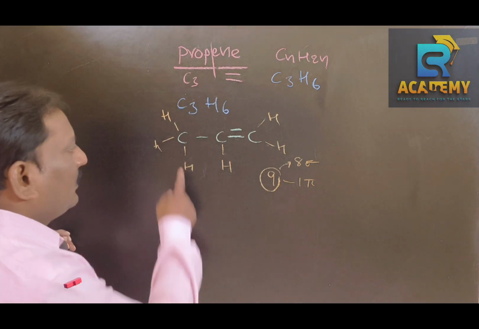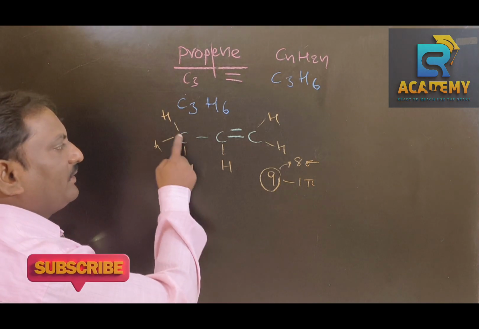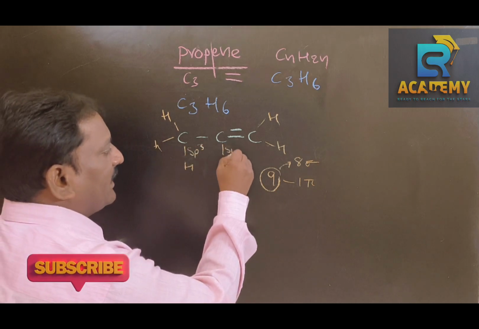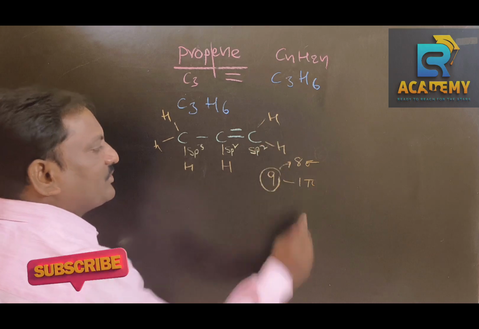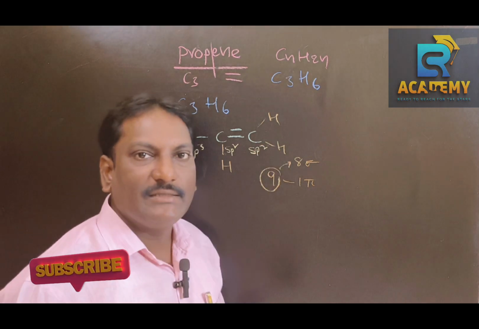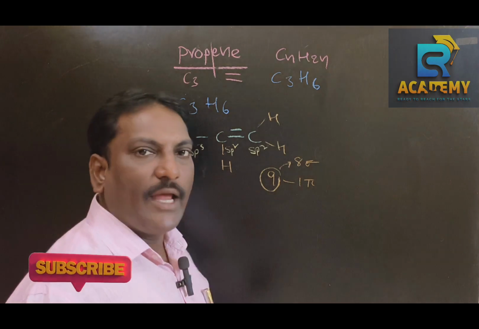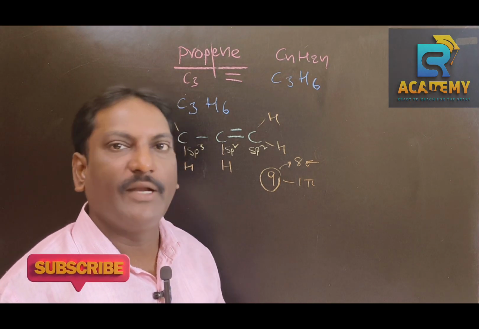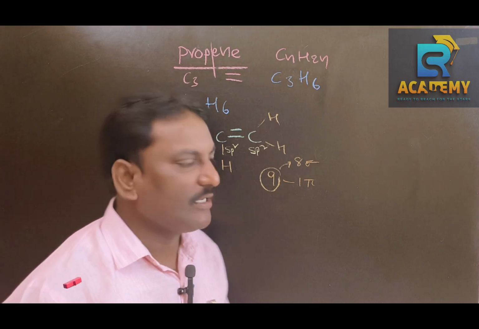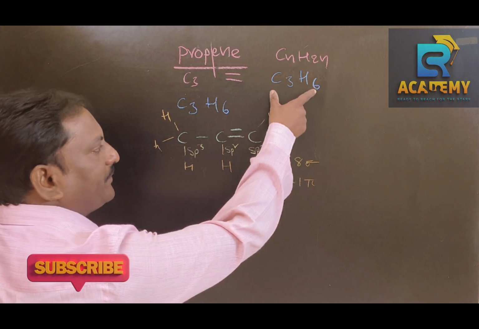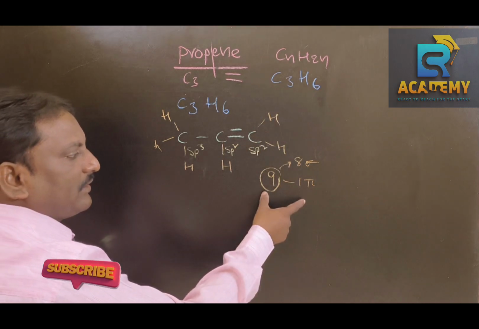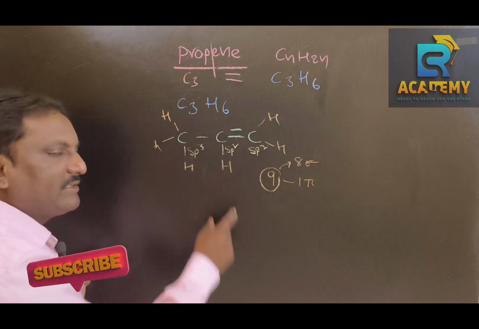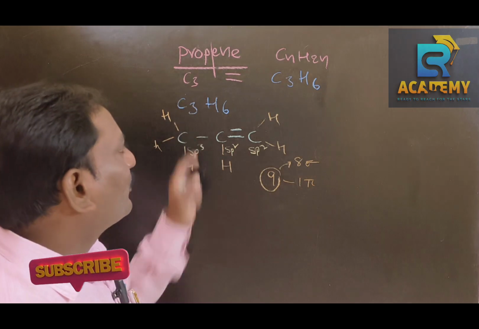hybridization of carbon atoms. This carbon has given only single bonds with its neighbors, so it is an sp3 carbon. This is an sp2 carbon. This is an sp2 carbon. Alkenes have two types of carbon atoms: sp3 hybridized carbon atoms and sp2 hybridized carbon atoms. So we made the chemical formula, detailed structure, number of covalent bonds, how many sigma bonds and how many pi bonds are there, and the nature of hybridization of carbon atoms in propene.